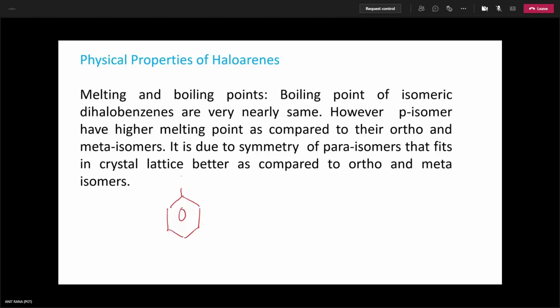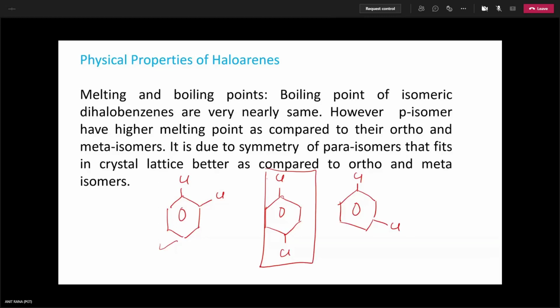Let's say, for example, I have taken 1,2-dichlorobenzene, para 1,4-dichlorobenzene, and 1,3-dichlorobenzene. Now if I compare, which will have the high melting point? The second one. Melting point means we have to think about solid.